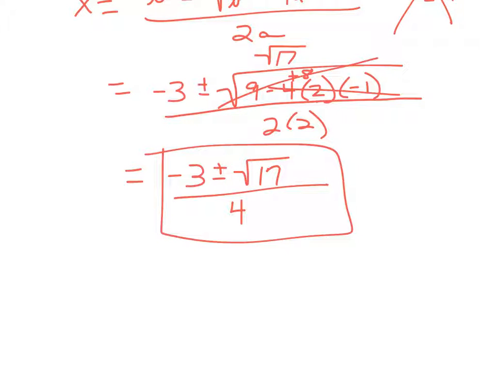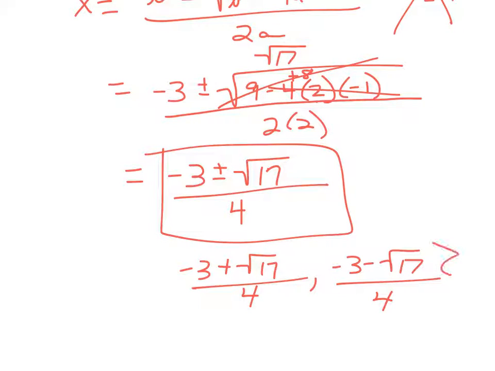Now how many answers are sitting here? We have 2. So you might see the answer written this way. Negative 3 plus the square root of 17 over 4, and negative 3 minus the square root of 17 over 4. So if you see that, don't be fooled by it. This is the same thing as that. Okay, that's kind of what we had for chapters 5, 6, and 9 as far as the review is concerned.